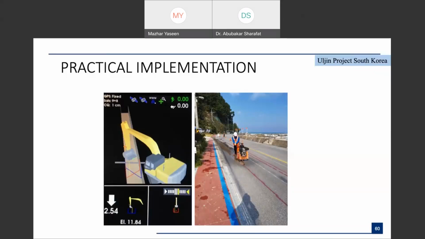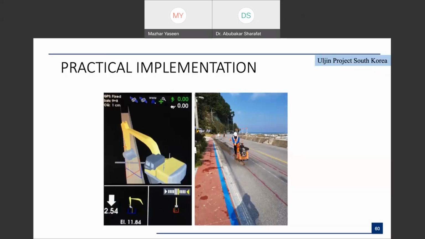These are called the machine guidance excavators, or the machine control excavators. These 3D models are input into these excavators, so the excavator operator knows. This is a real screenshot of that, which is normally seen by the excavator operator. On the left side is a real-time image. Within the cabin, the excavator operator knows where the underground utility is, so he is able to avoid the utility strike.